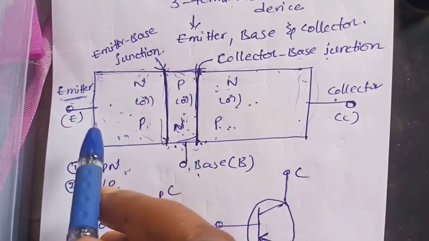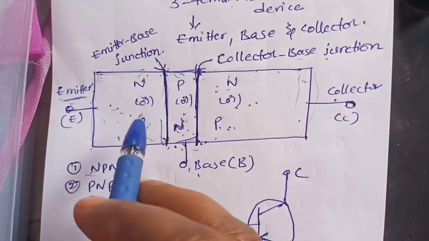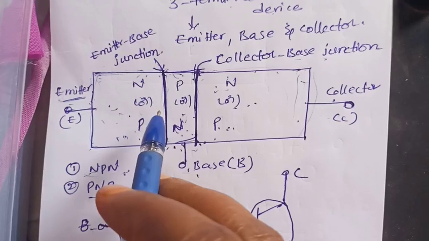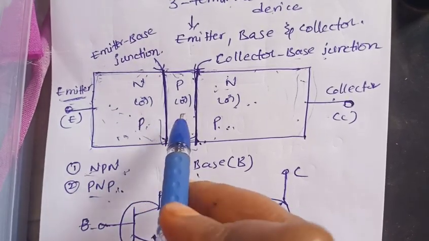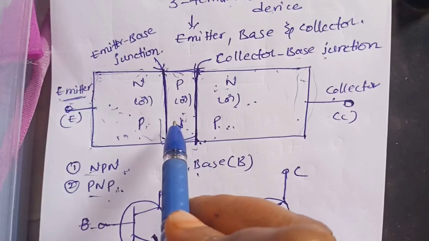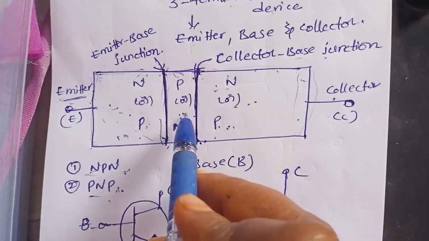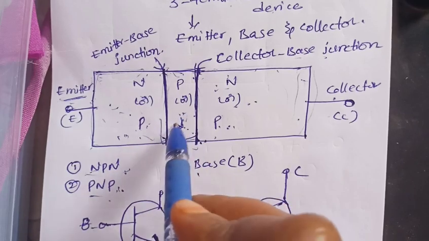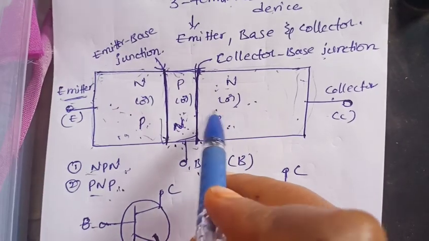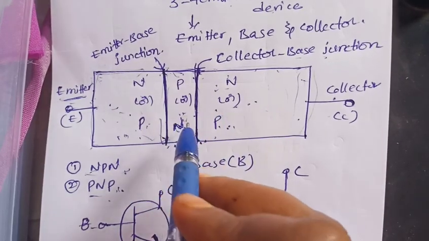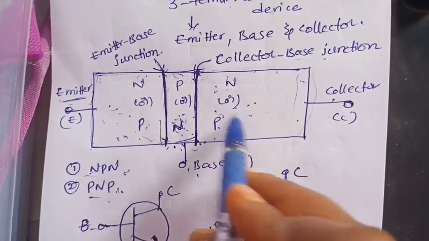Whenever the emitter injects a large number of charge carriers into the base, only a few electrons will recombine with the holes in the base region, and the remaining electrons will be collected by the collector. So it supplies most of the emitter injected charge carriers to the collector.